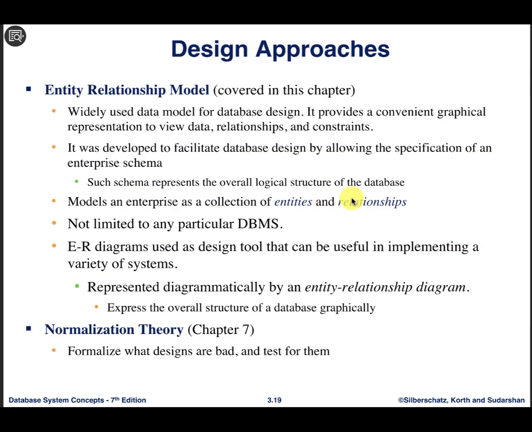Okay, so again, in the design approach, we divide this into two parts. The entity relationship model, which is the one that we're going to cover today in this chapter. Then later we're going to normalize it, a theory that we can use to formalize what we mean by the design being bad, and how you could fix it. I'm not going to go into more details here.